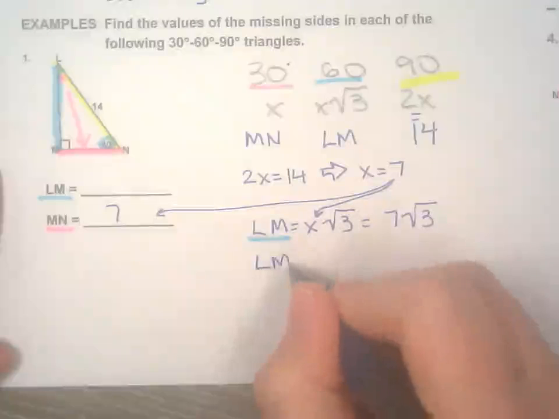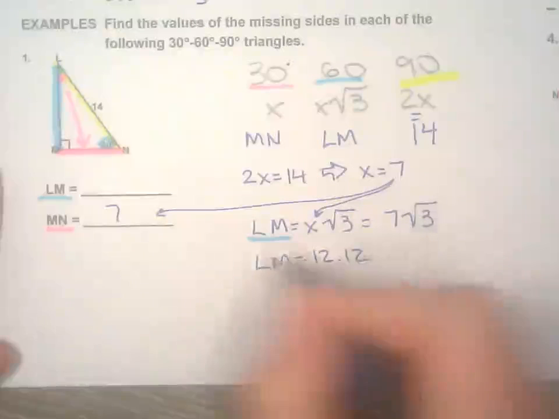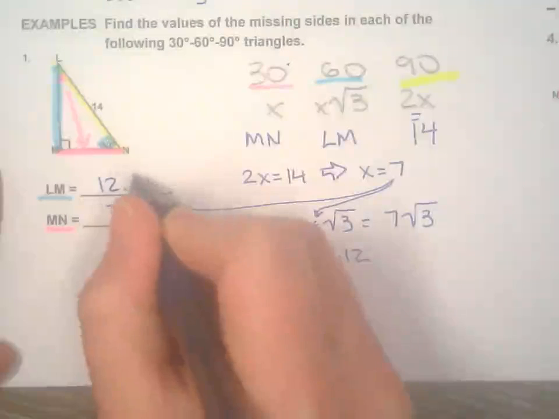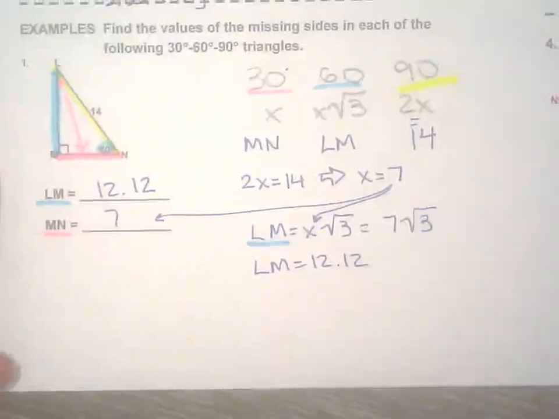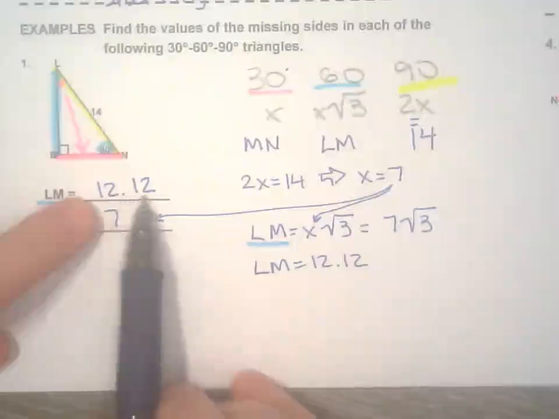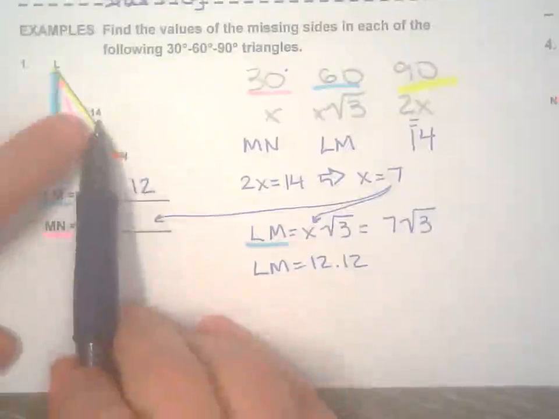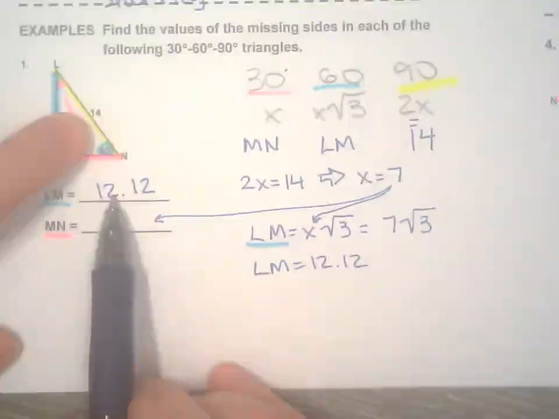So LM equals 12.12. Before you move on, you have to ask yourself: is this value less than the hypotenuse? The answer is yes. You did it right. Good job, everybody.